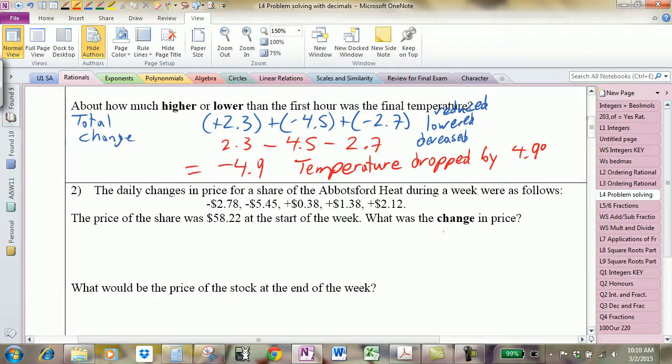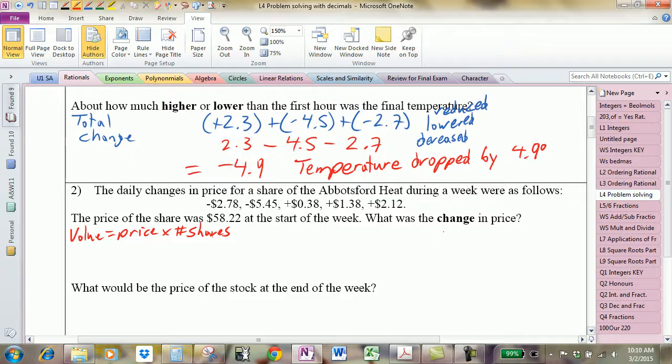Any questions? Do you guys know how the price of a stock works? Stock market. So what you have is your value. Your value is going to be your price times the number of shares. So that's how you find your total value. You'll need that for the very last part.